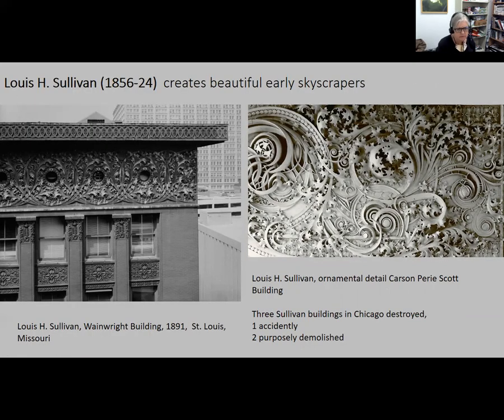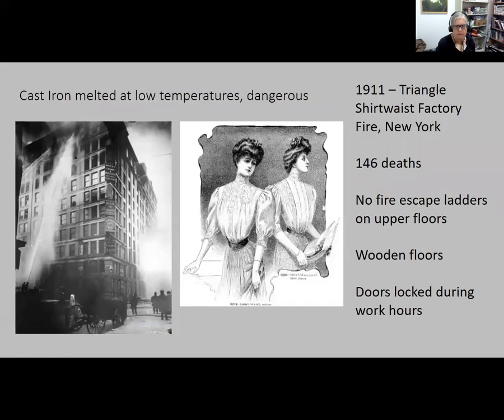So Sullivan's buildings, Jenney's buildings, all these skyscrapers, at the time they're using cast iron for the skeleton part of the building. So even though cast iron doesn't burn as quickly as wood does, it still melts at relatively low temperatures. I mean, it'd have to be a fire, and so it can be dangerous. And this is one of the reasons why they quit using it.